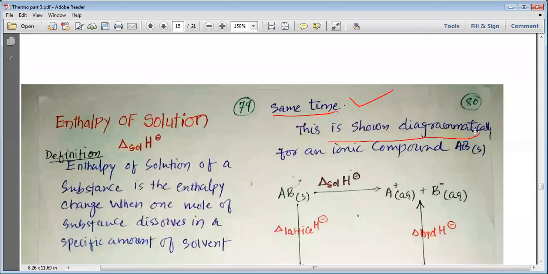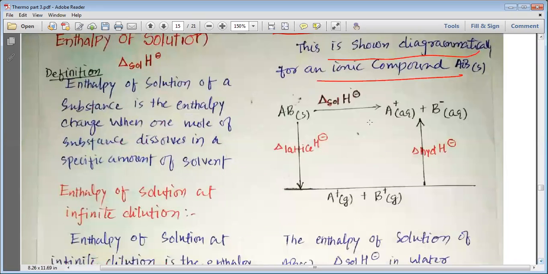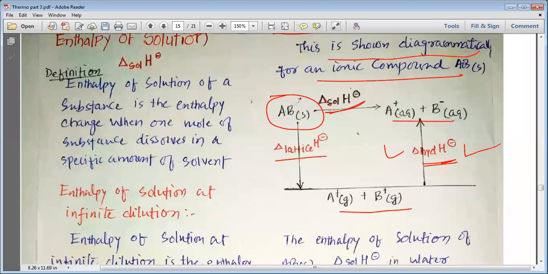So this is shown diagrammatically here. Suppose we have an ionic compound AB. First, when the ionic compound AB turns into the ions A plus and B minus, the energy is known as the lattice energy. Then, my dear students, these ions are hydrated, and the energy change at that time we call the hydration energy, and thus the solution takes place.